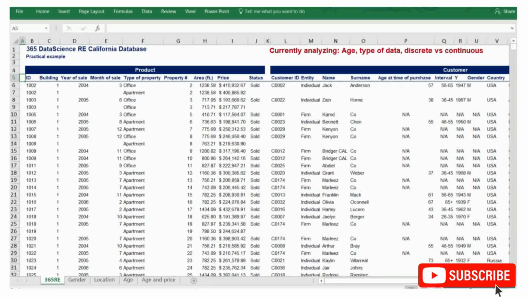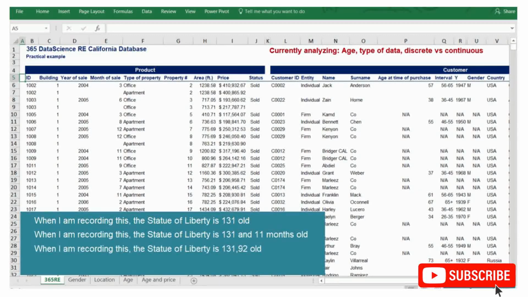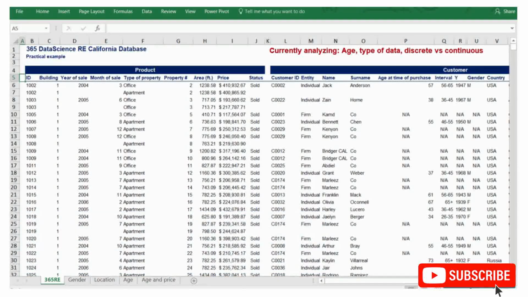When I am recording this, the Statue of Liberty is 131 years old, but I may get more specific by saying it is 131 years and 11 months old, or its age is 131.92. If I add days, minutes, and seconds, I'll get 131,9,412. You get the point. When dealing with age, you decide its type, depending on your work at hand.